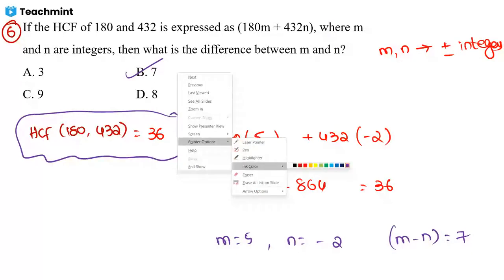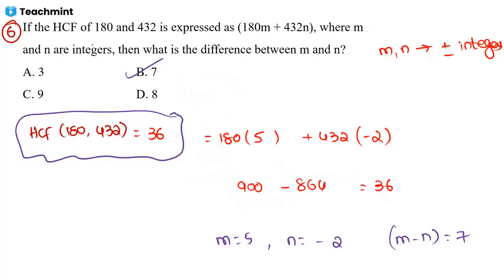Integers they mention, they didn't mention positive. So the HCF is possible, there is no bug in the question. Maybe I read the question the wrong way. I thought it was a positive integer, but when you read the question twice or thrice, we came to know that m and n can be negative. One of your friends already mentioned that. Good. It's negative. m minus n is 7.